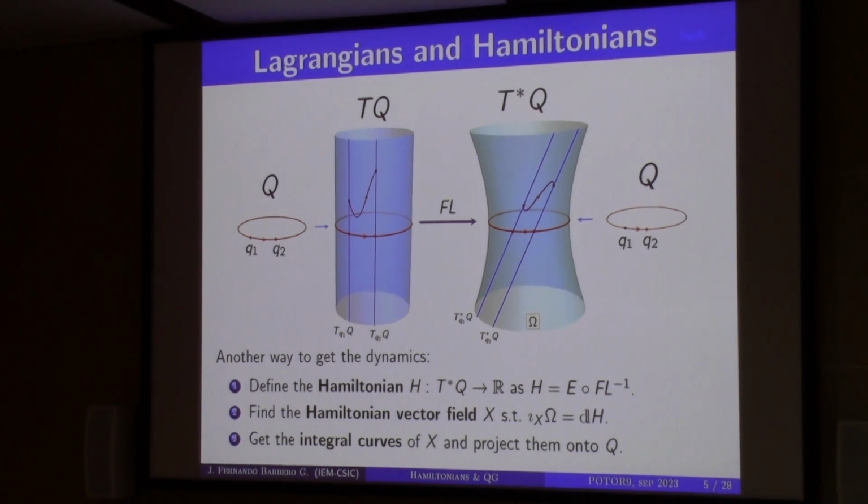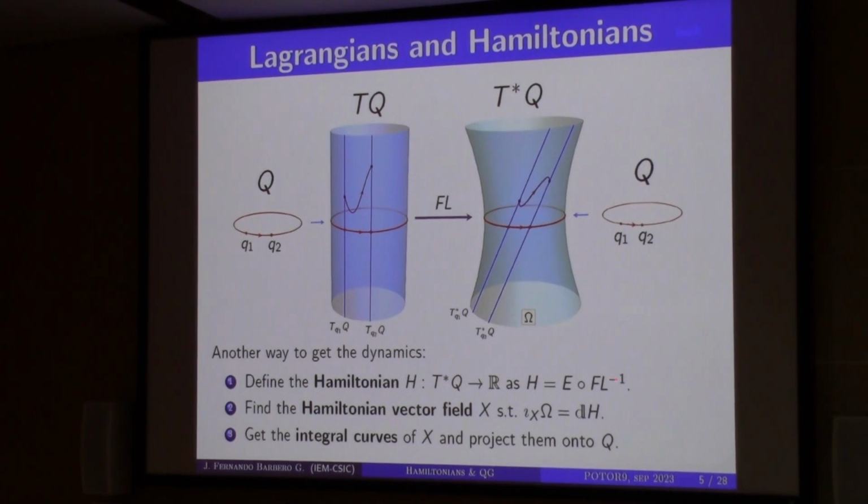Now, there is something important to point out here, which is the fact that if you look at the definition of the Hamiltonian, you have here the inverse of this fiber derivative.